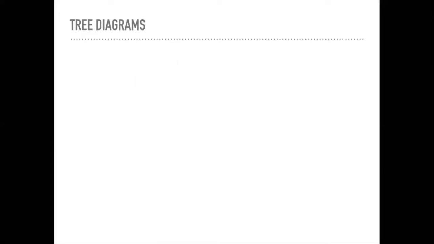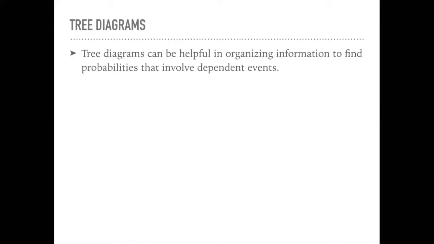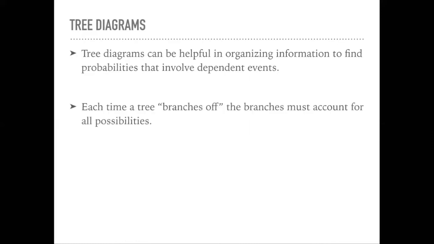Now, sometimes we will need to organize our data a little bit in order to see what's going on with it. And one of the first ways that we will talk about this is by using tree diagrams. So tree diagrams can be helpful in organizing information to find probabilities that involve dependent events. Each time that we have a tree that branches off, the branches must account for all possibilities, which means the total of the probabilities as we're branching off is going to have to equal 1.